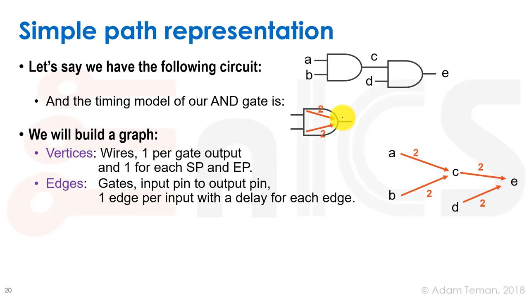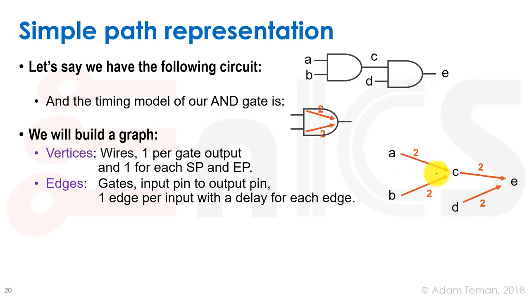Okay, for each input and each internal node, we are going to create a vertex, a wire. There's one per each gate output. With CMOS logic, at least, you're not allowed to drive a certain output from two gates. So we're only going to have one of those nodes for each output. And we're going to have one of these vertices for each start point, each end point, and each output of a gate. So we have A, B, C, D, and E are all going to be vertices in our graph.